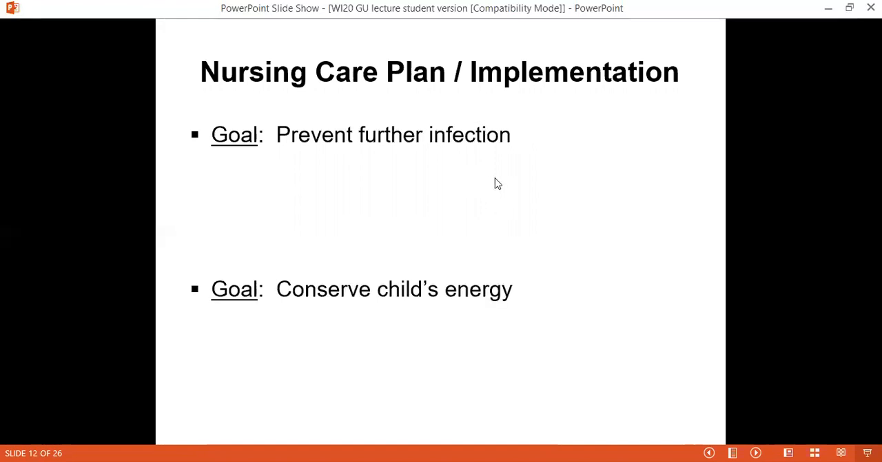Our next goal is to prevent further infection. Again, don't forget, we're worried about them being on steroids, and we're worried about their immune function already being diminished because of nephrotic syndrome. Make sure you're monitoring their vital signs. You're looking for elevations in temperature, heart rate, respiratory rate, what is their WBC doing.